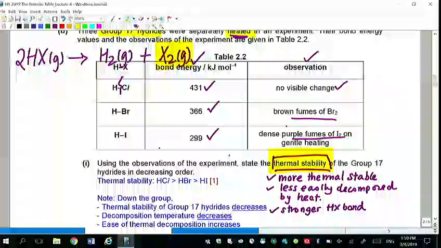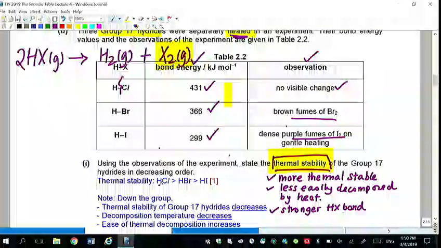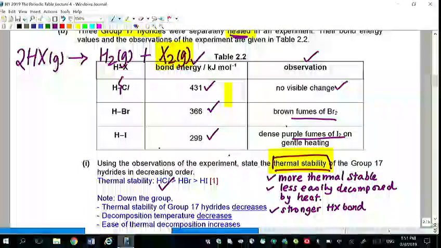So here, if I look at HCl, the HCl bond energy is the highest. If it is the highest, it is going to be the most thermal stable. It is least likely to be decomposed by heat. Hence the trend: HCl is more thermal stable as compared to HBr, as compared to HI.